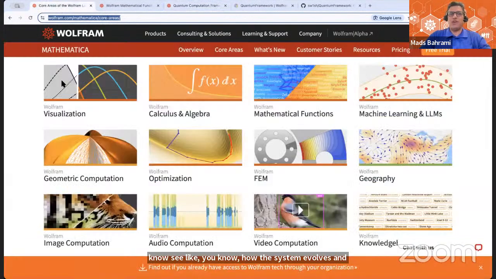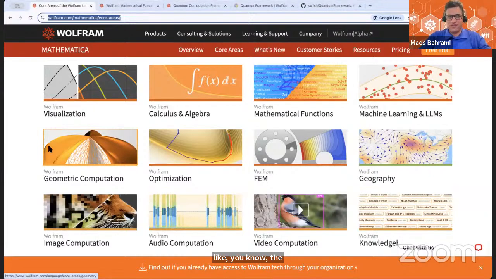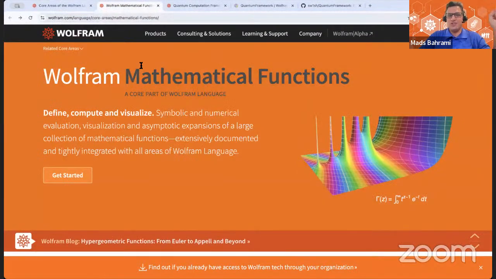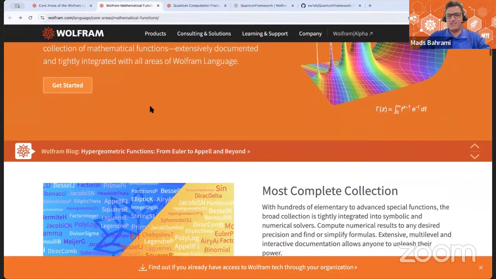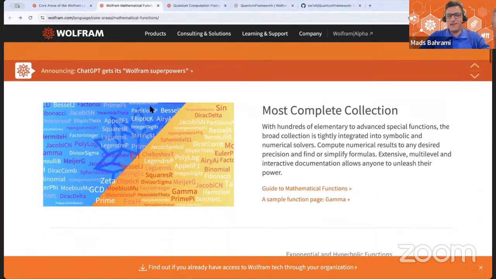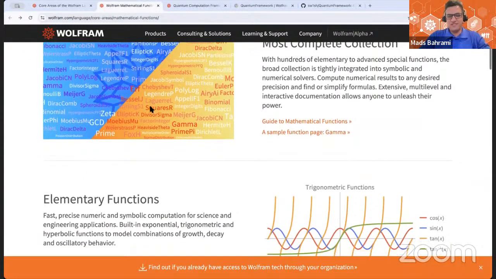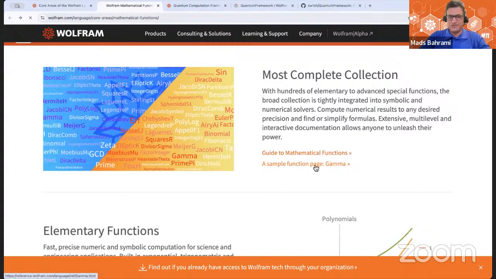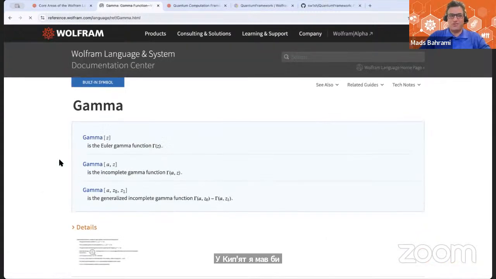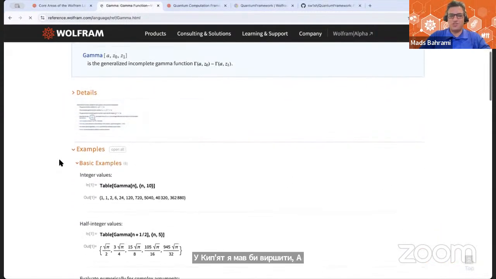Very similar to everything else in Wolfram Mathematica, remember that in our company we spend a huge amount of our resources on documentation. So I'm going to show you a few things about it. Whenever you are working with Mathematica, keep in mind that we have very detailed documentation. Let's go through the Gamma function, one of the special functions that we have.